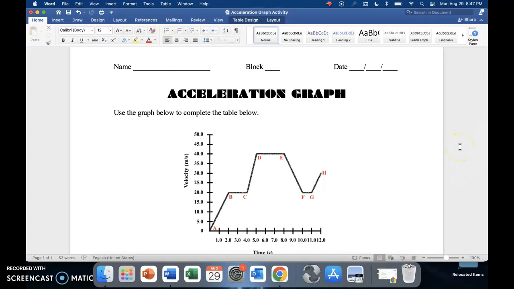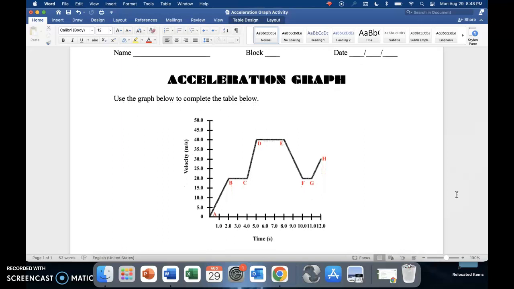Okay, and then after doing that, you should realize that anytime you see the graph moving upward, you're going to have a positive acceleration and increase in velocity. Anytime you see the line moving downward, you're going to have negative acceleration or deceleration, or a drop in velocity. The object is getting slower. And anytime you have a flat line, like you see there from B to C, D to E, or F to G, there is no acceleration. Velocity is staying constant.